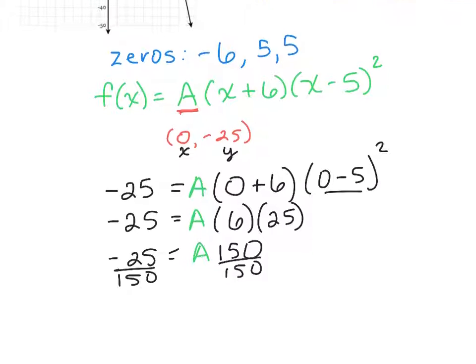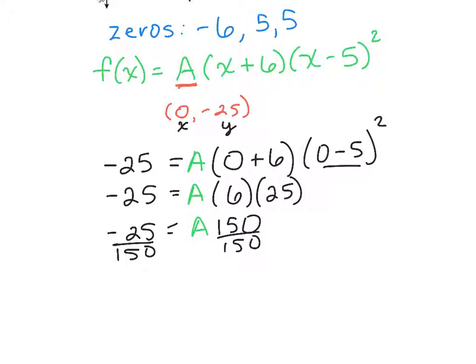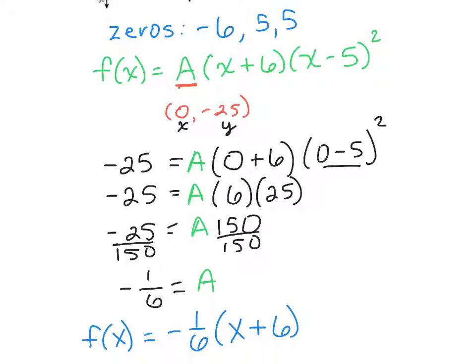Let's move my screen down a little bit more. And we can simplify that fraction to be -1/6, which means our a is equal to -1/6. So let's write out the entire function now. The function is f of x equals -1/6, parenthesis, x plus 6, x minus 5 to the second power.